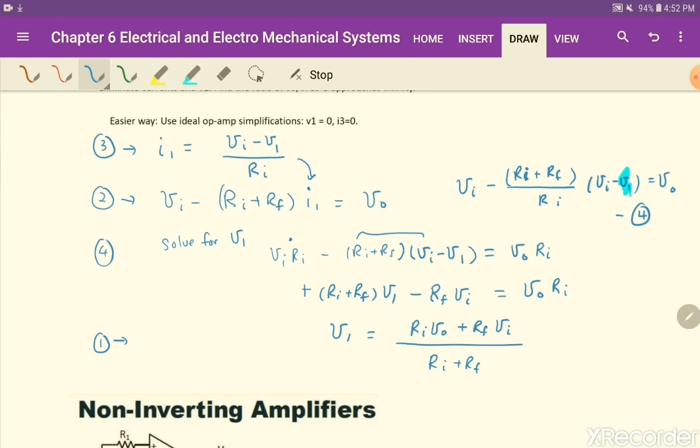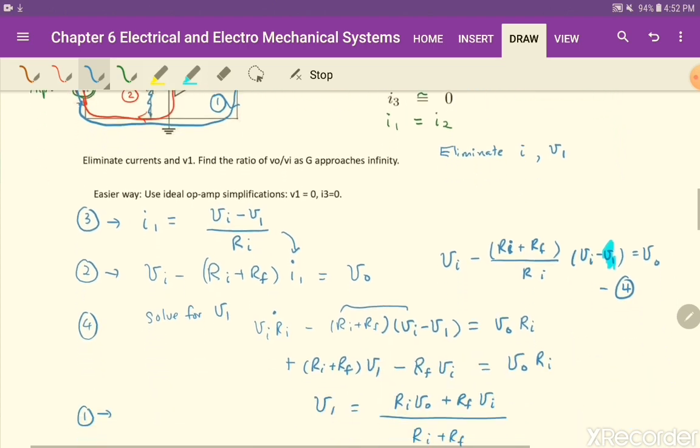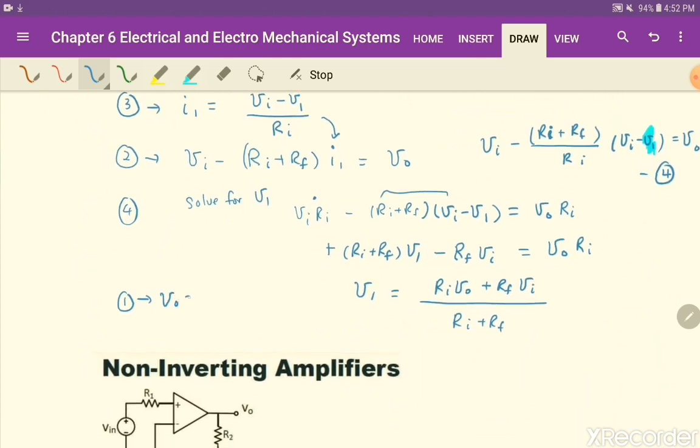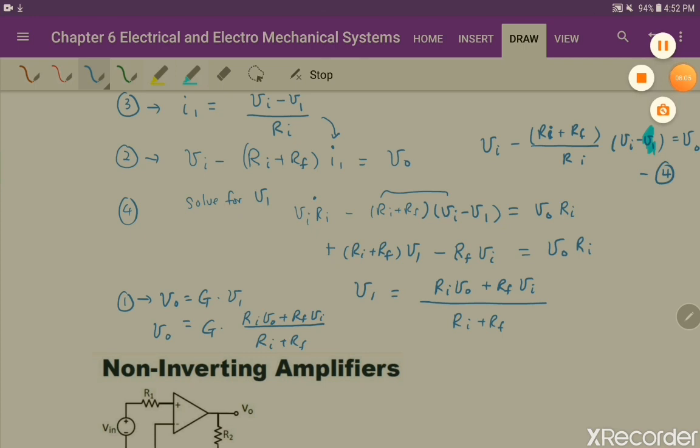So equation number 1 is, what was it? It was a V out equals your G times V1. Yeah, so you have G times V1, which is RI V0 plus RF times VI divided by RI plus RF. That's equal to V out. And you're going to do a final simplification.